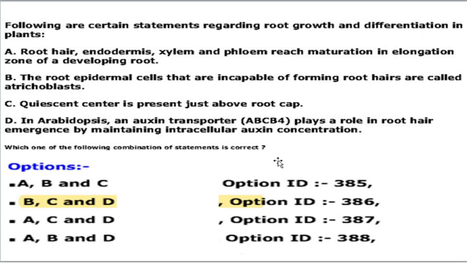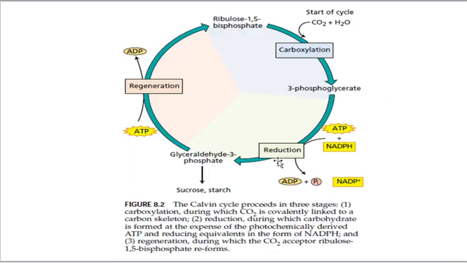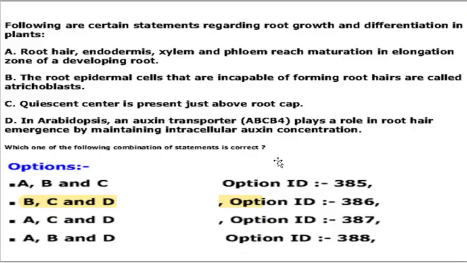Next is the Arabidopsis auxin transporter, that is ABCB4, which is a transporter protein. The full form is ATP binding cassette, and it plays an important role in root hair emergence by maintaining the intracellular auxin concentration. It is absolutely correct, friends, because this ABCB4 is an auxin transporter and plays a role in root hair. So where is the root hair present? Root hair is present over here.